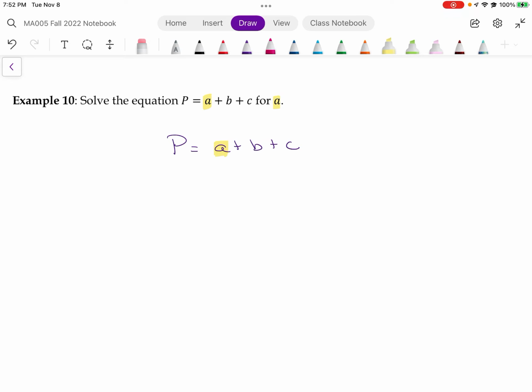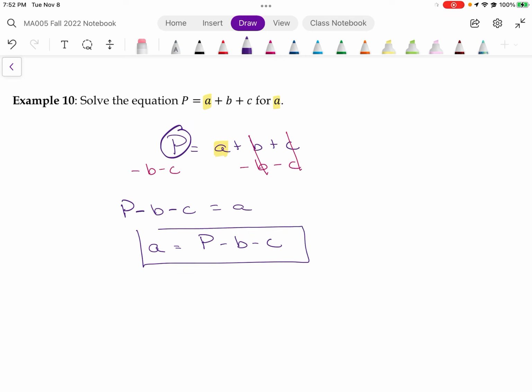So how am I going to get it alone? Well, I'm going to subtract the B, and I'm also going to subtract the C. So I'm going to say minus B and minus C over on the left. It's going to subtract out right here. And over on the left, I have the P first, minus the B, minus the C equals the A. So if I write that with the A on the left, it would just look like this: P minus B minus C. That's it.